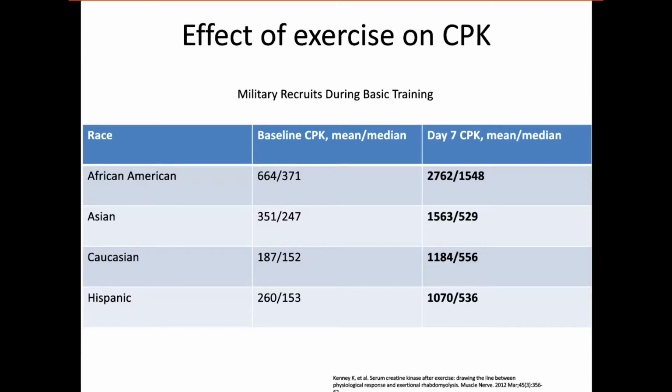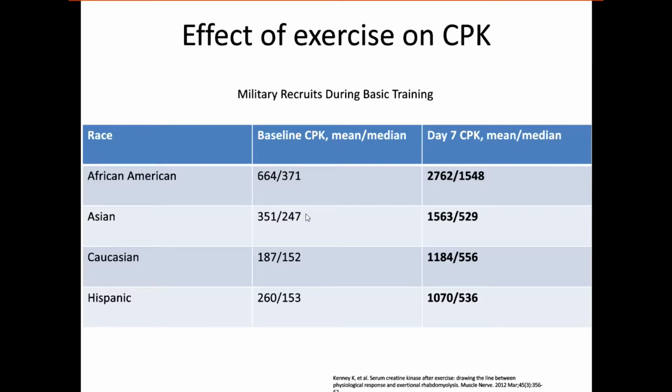So I think there are a number of lessons from this particular table. This is a study of American military recruits on day 0, and then after 7 days of basic training. There are a couple of messages to this chart. Number one is, again, African Americans at baseline have much higher CPK levels than other races.